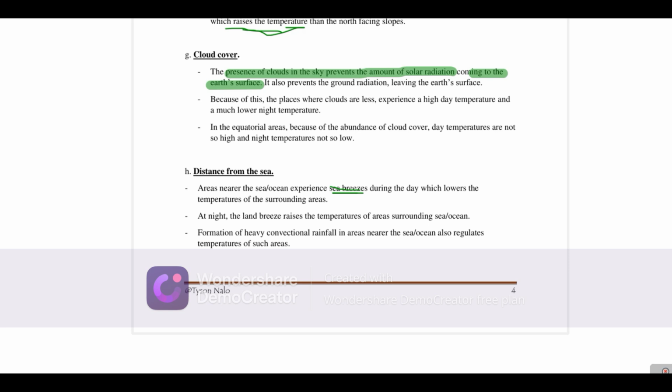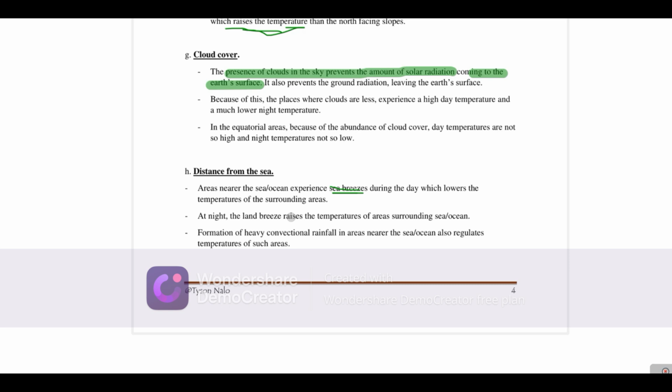So we are talking about sea breeze and land breeze. These are local winds, and they are being caused by the variation of temperature, either during the day and night.